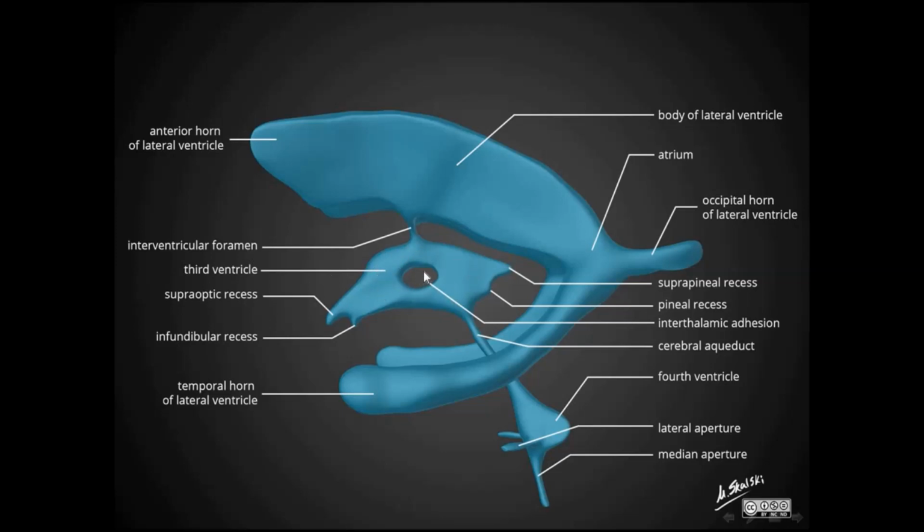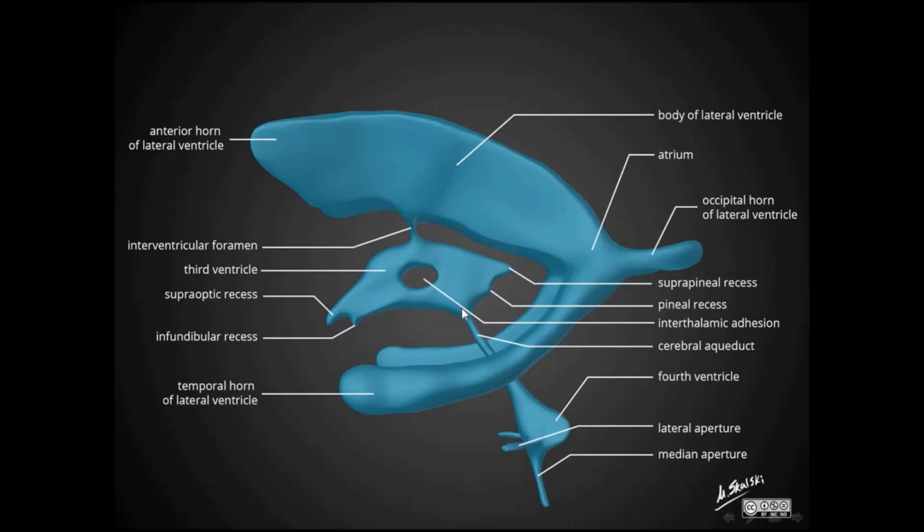At the middle of the third ventricle, there is the interthalamic adhesion. This is a soft tissue structure that connects the two thalami. It's passing through the third ventricle. This is the shape of the third ventricle. It has some anterior and posterior recesses. So here it has the supraoptic recess, which lies superior to the optic chiasm, the infundibular recess, which lies superior to the infundibular stalk of the pituitary gland. Posteriorly, it has these two recesses, the suprapineal recess and the pineal recess here.